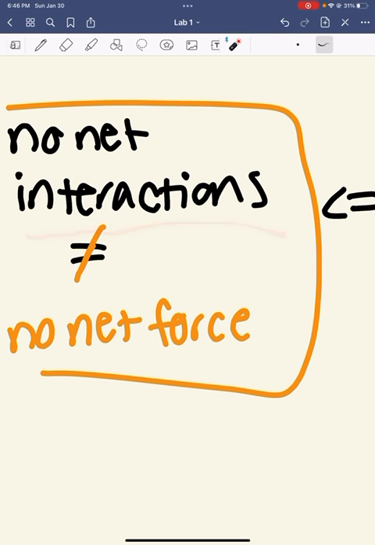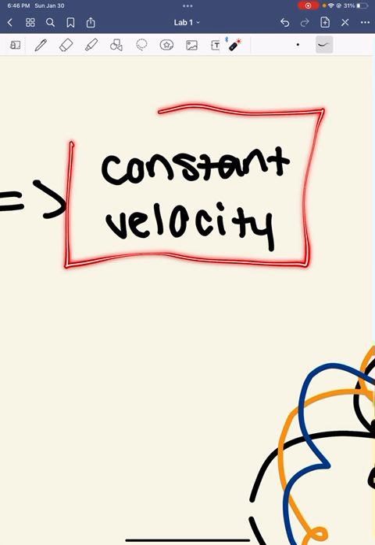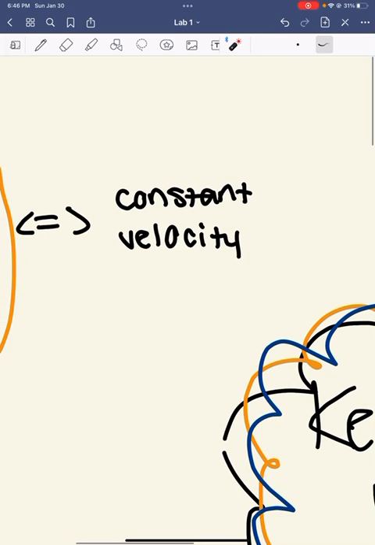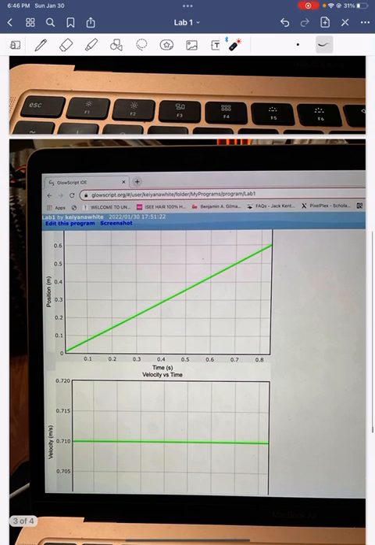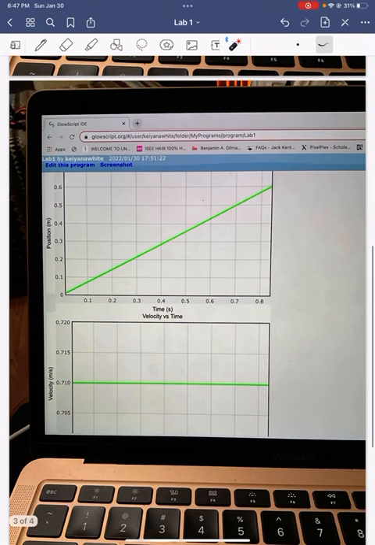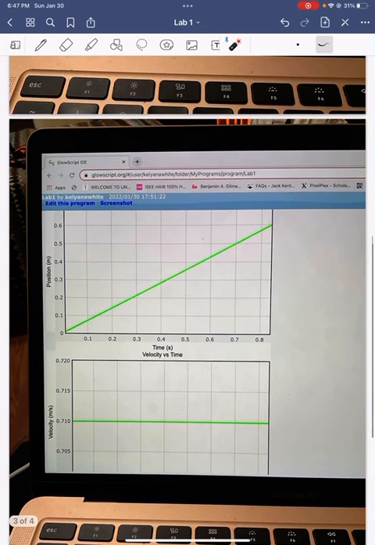Since we were assuming no net interactions, this made there be no net force, which is proof that this was at constant velocity. Since we set this equal to 0, we know that there is no net force acting on it. So the velocity, there's no change. There's only a positive slope of the ball going forward at a constant speed.